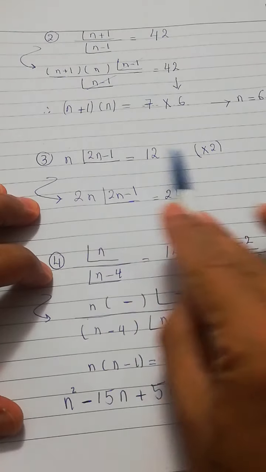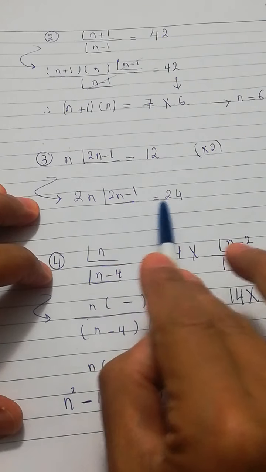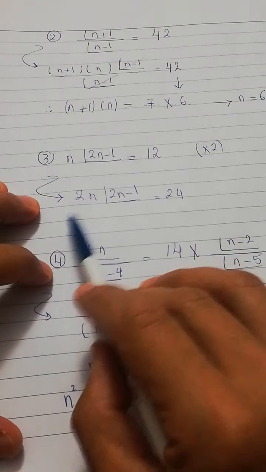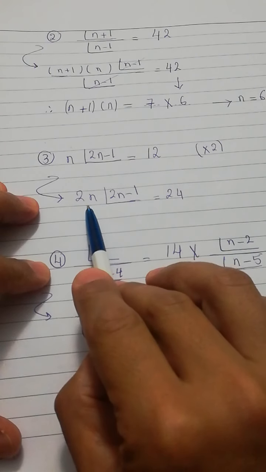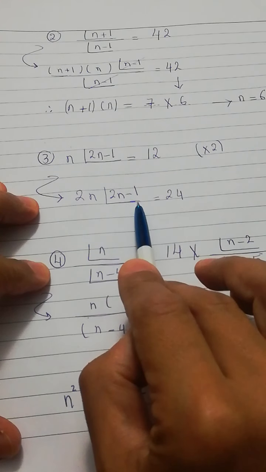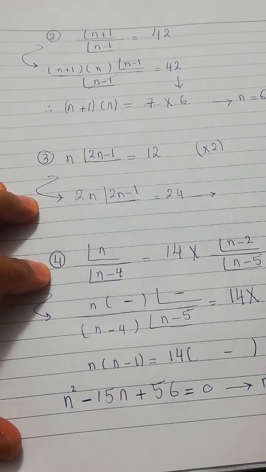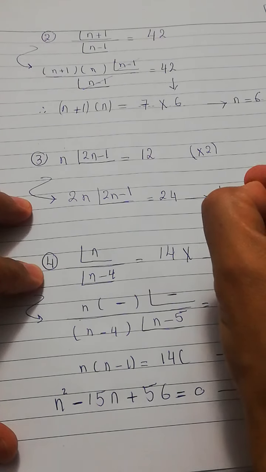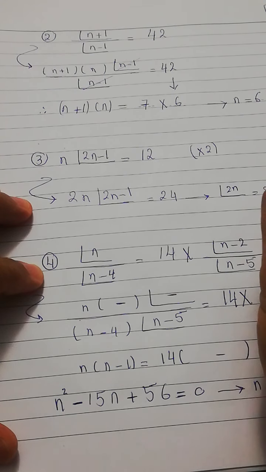We multiplied both sides by 2. 2n factorial n minus 1 equals 24. Why did we multiply by 2? Now look at the left hand side, 2n multiplied by factorial n minus 1. We can write the left hand side in the form of factorial 2n equals 24.